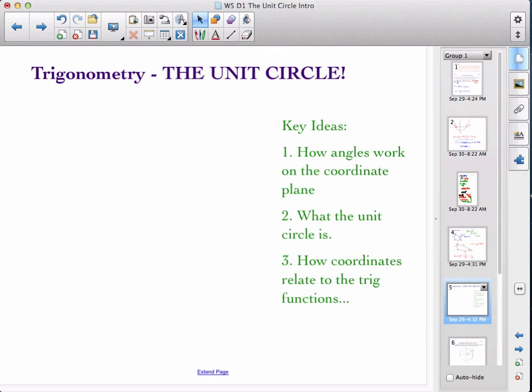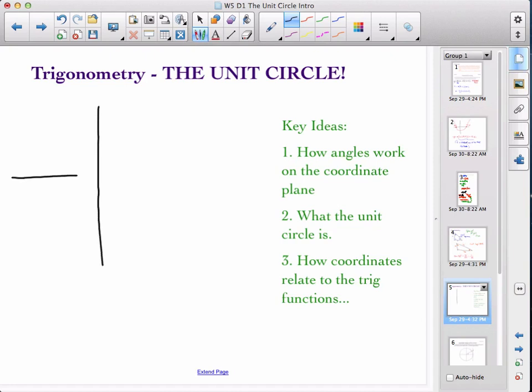All right, so here we go. The unit circle. Everybody, how about a piece of paper? New piece of paper, new notes. And give yourself a little coordinate plane. Give yourself a coordinate plane, okay?